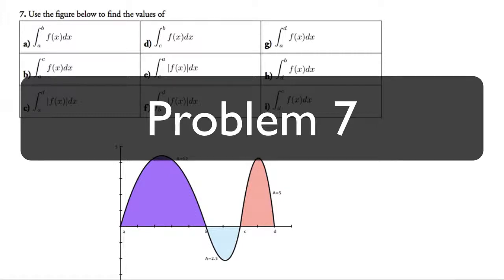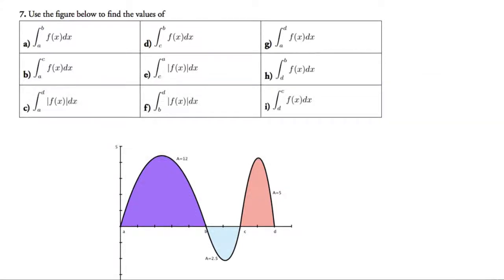Okay, so we're going to use the graph down here to find all of these integrals. So let me put it in bigger numbers. This one is 12. This one is 2.5, and this one is 5. Now, these numbers are the area in absolute value. So even though this one says 2.5, if you get the integral from b to c of this function, it would be negative.